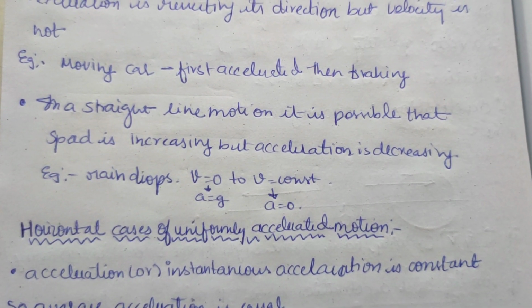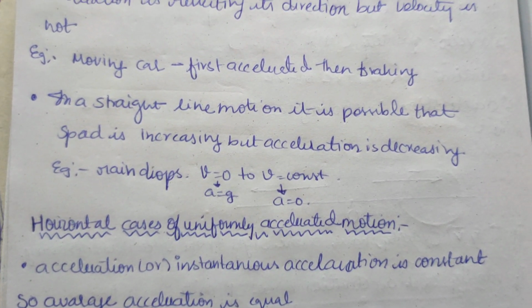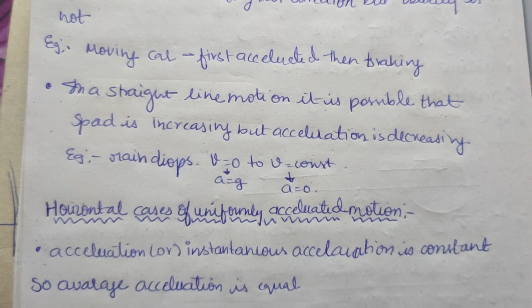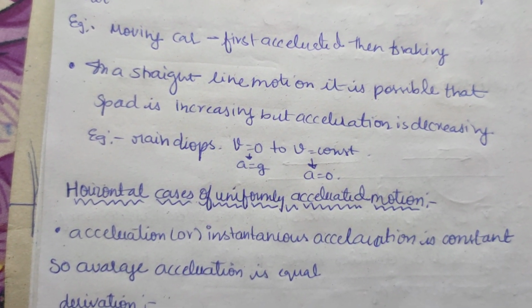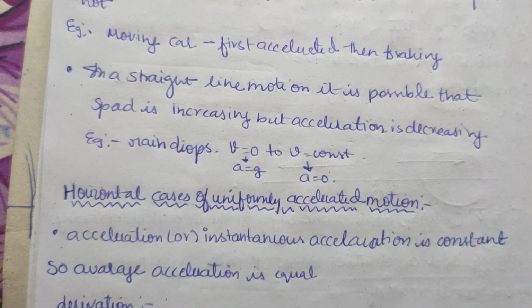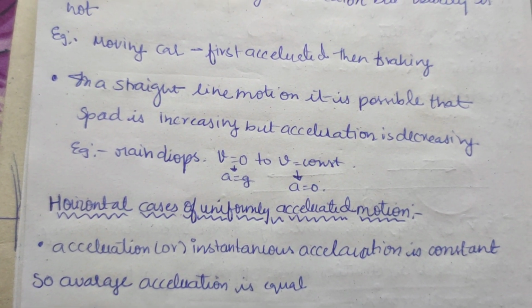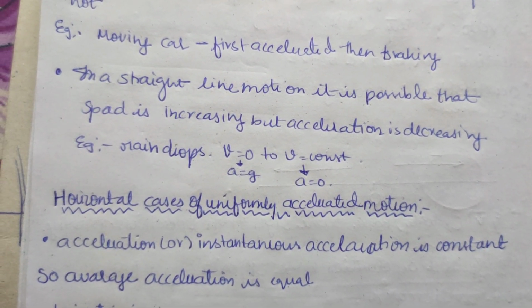Now in straight line motion, it is possible that speed is increasing but acceleration is decreasing. For example, raindrops. First the speed is 0, velocity is 0, then acceleration starts with gravitational force. Finally v equals constant, where acceleration becomes 0.